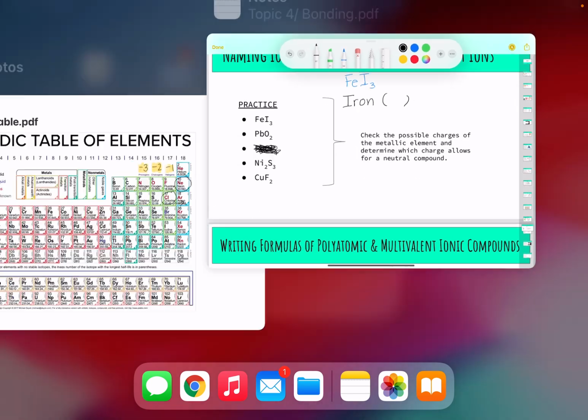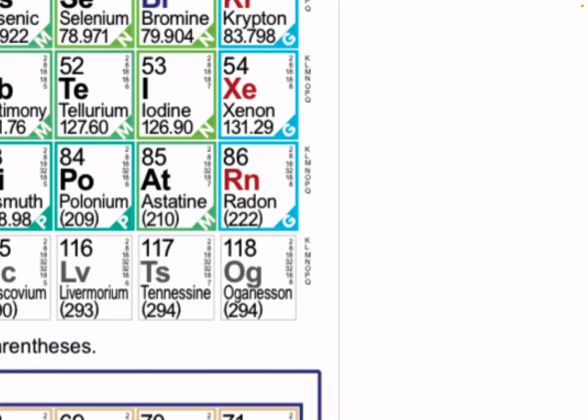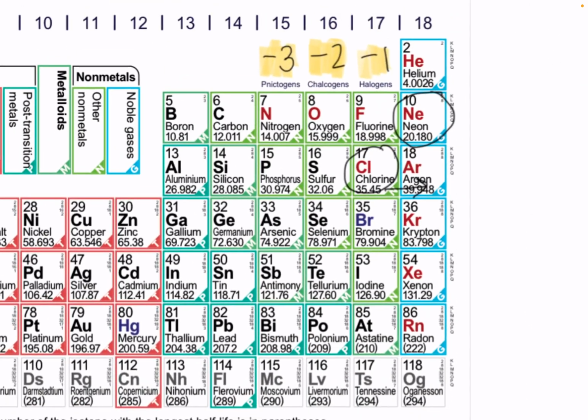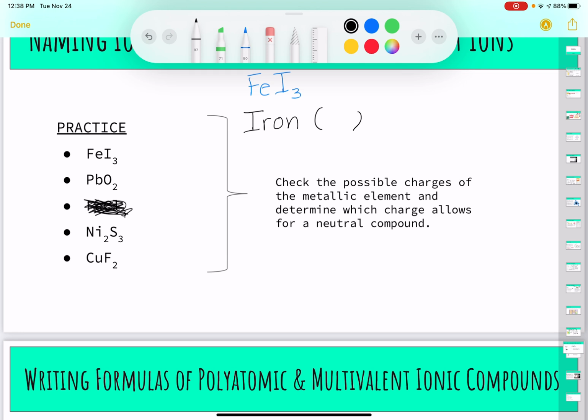And what is the charge of I? So we need to figure out what I is. I is number 53. It's iodine, and it's in that -1 column. So I'm going to write iodine here. Remember, when it's in a compound, we're going to change that ending to "ide." So it becomes iodide. And then we are going to try and figure out what the charge of iron is here.